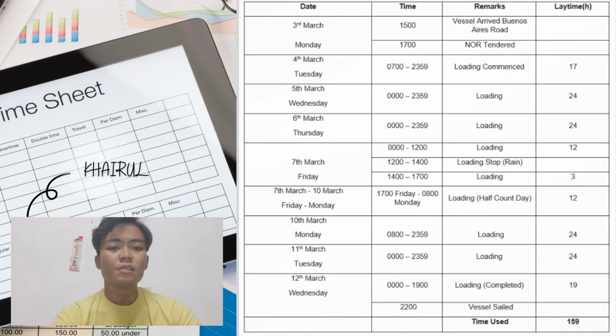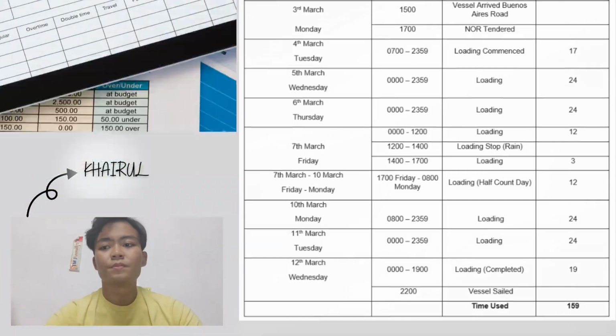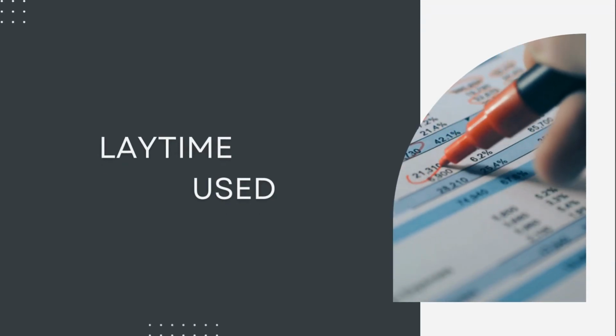12 March, Wednesday, 0000 until 1900, loading complete. The total laytime is 19 hours. 2200, vessel sailed. The total time used is 159 hours. Thank you. Laytime used.